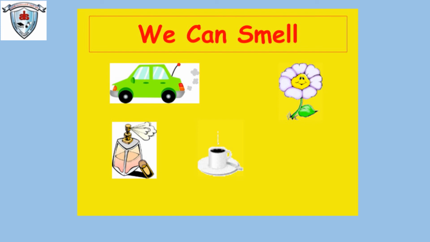We can smell these things. Let's talk about that. Here is a car, but do you see this smoke coming from behind the car? We can smell that smoke, right? And the flower we can smell. We can smell the coffee and the perfume.